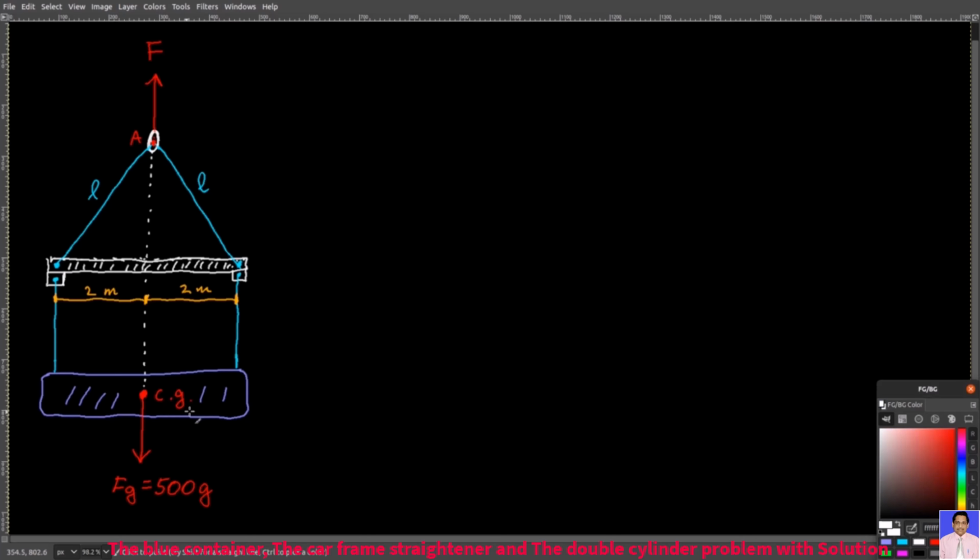Then we also assume that the mass of this blue container is much greater than the mass of this beam here. So we neglect the mass of this beam. Therefore, we say that the mass of this blue container is 500 kilograms. Also, you have symmetry here, 2 meters to the left and 2 meters to the right.